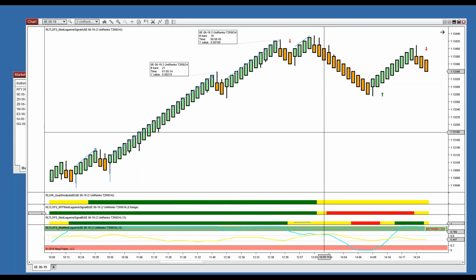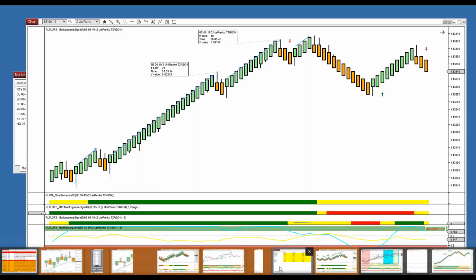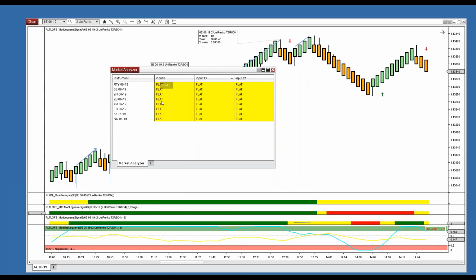We configure it completely for you. What do you watch on the 6E? We're going to have to tell you. And if we made it any simpler, it wouldn't work. On the 6E, you're going to look at input 8. And you're going to look for a buy on input 8. On the E-mini, you're going to look at input 8. On the NASDAQ, input 13.